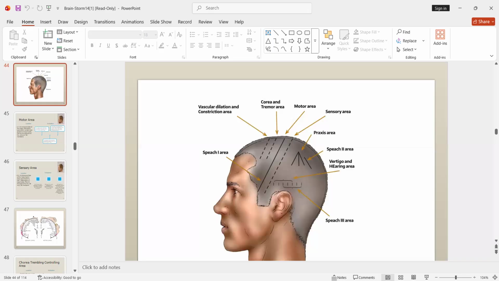Okay. So the motor area is divided into 5 parts. The upper 1/5, second one, the two upper fifths control the lower part of the body. The last 1/5 is the speech area 1.